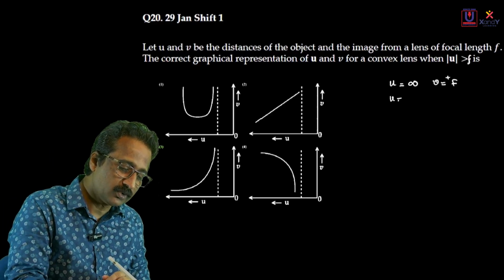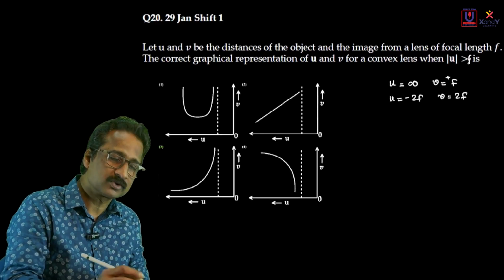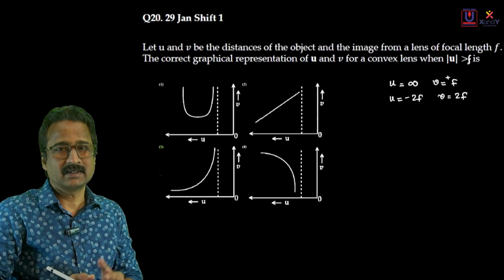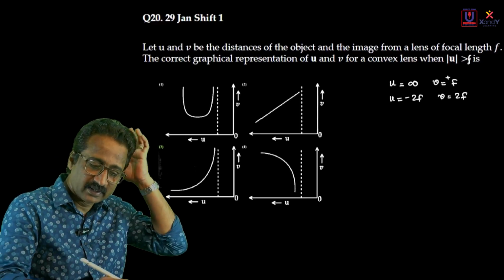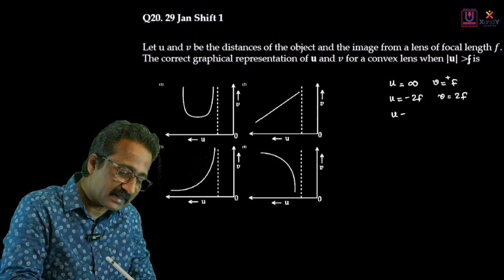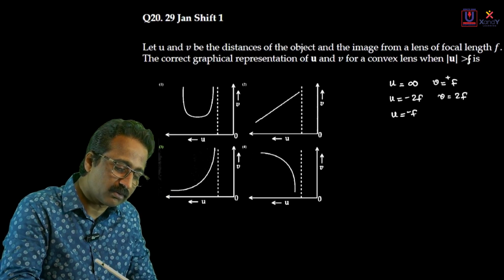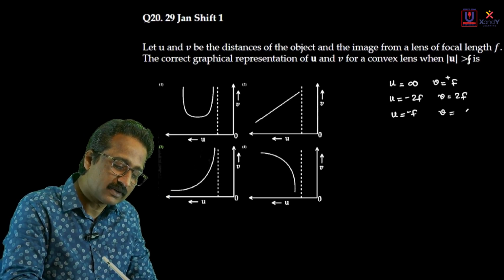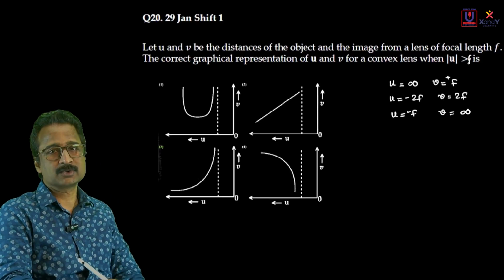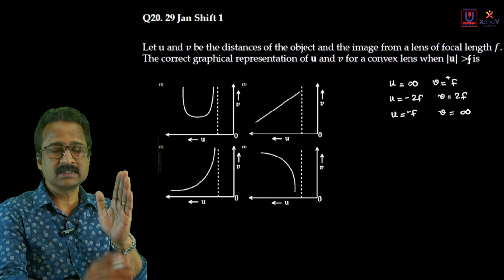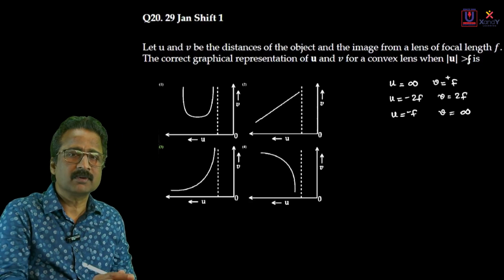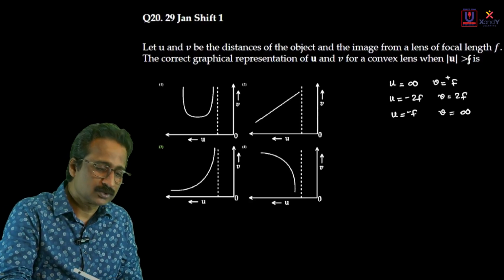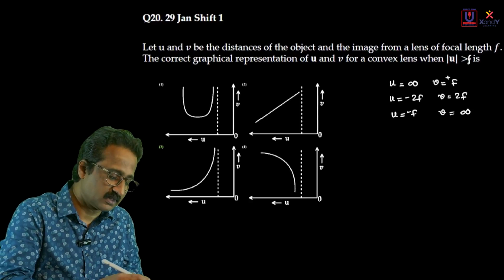So when you have u equal to minus 2f, certainly v will be equal to 2f. So that's another point in the graph. So these points can be used to plot the graph very easily. Okay, now finally, if you're keeping the object exactly at focus, at u equal to minus f, then you'll find that v is equal to infinity also. If we keep the object at focus, then the image will be formed far away from the lens. So these are three important points I can just use to determine the nature of the graph here.